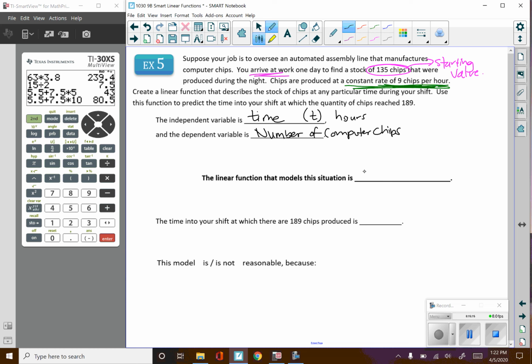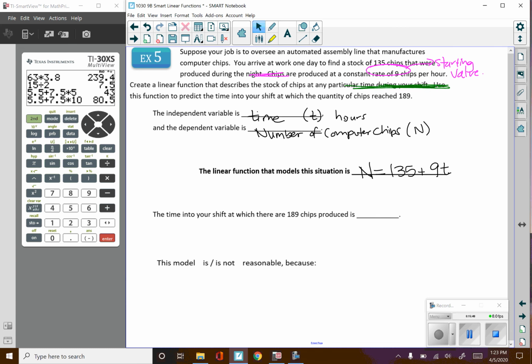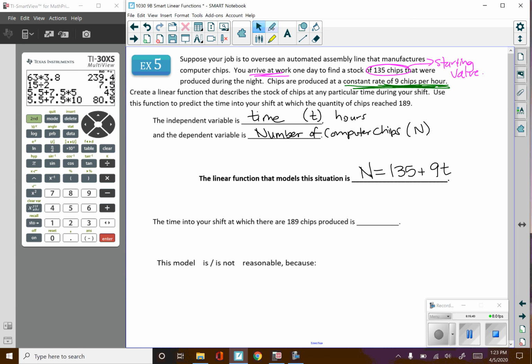So we can go ahead and just write the equation here. I'm going to use n for the number of chips. So n is equal to our starting amount, 135, plus our rate of change is 9, and we multiply that by the time. So the time into your shift at which there are 189 chips produced is what we want to answer. Oops, sorry. So this is a number of chips, and we're trying to figure out what time that happens at. So this gets substituted for n in our equation.